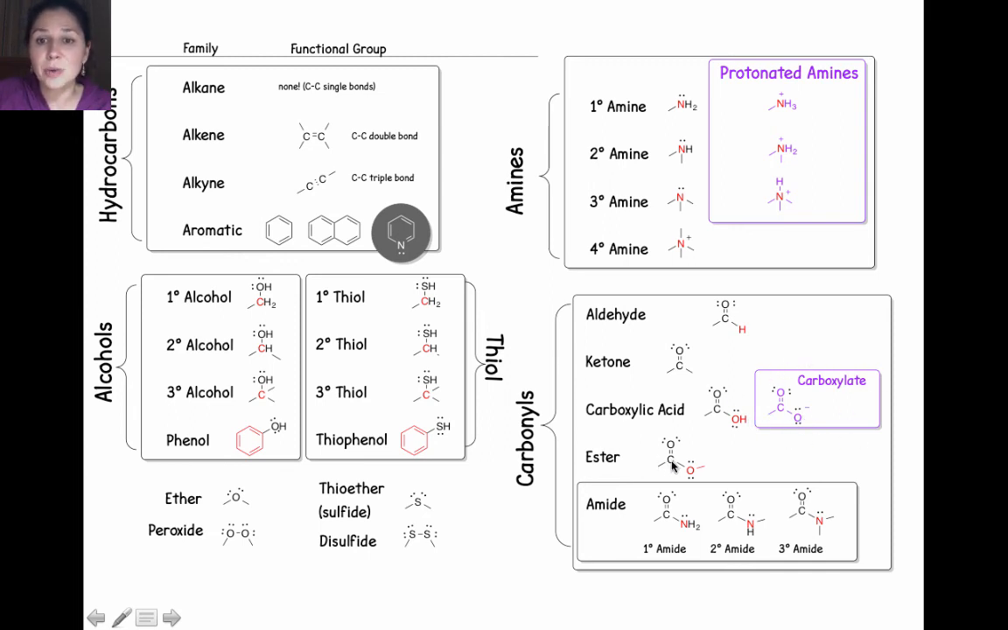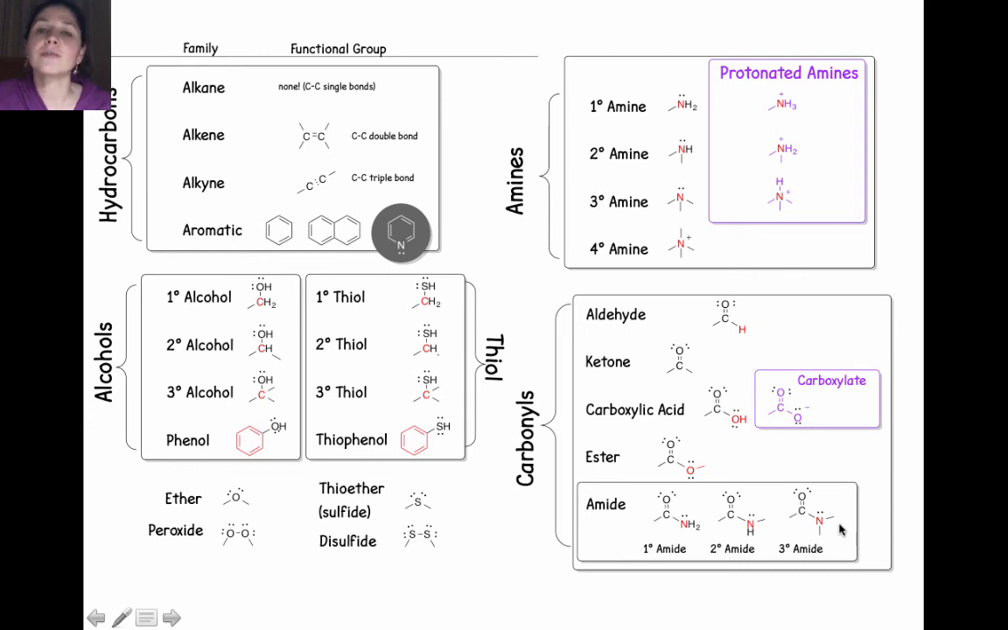An ester is where it's a carbon attached to, basically, a carbonyl and an ether group. So the carbon is attached to an oxygen attached to another carbon. That's an ether. And then an amide is basically like an amine attached to a carbonyl. So you can have a primary amide, a secondary amide, and a tertiary amide.